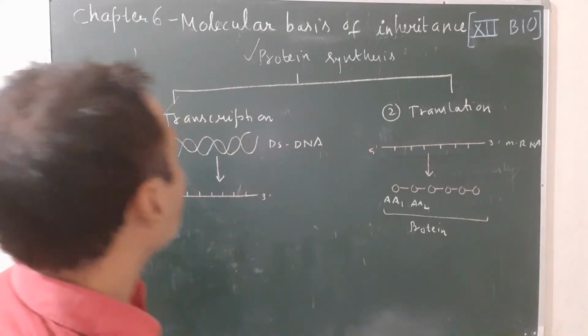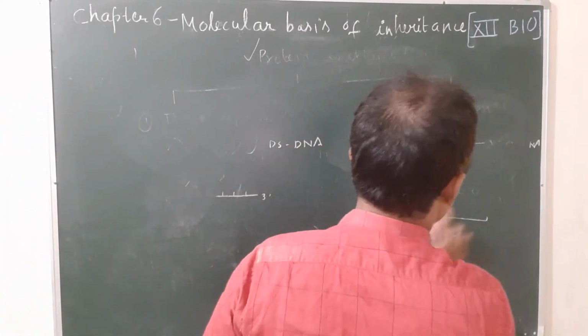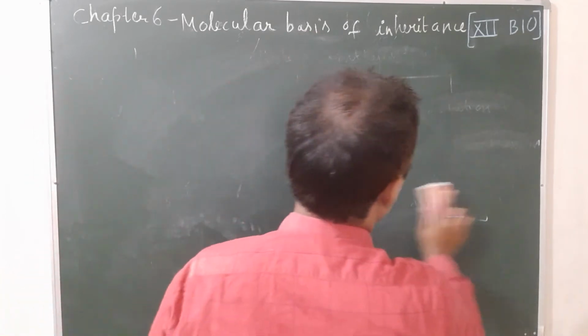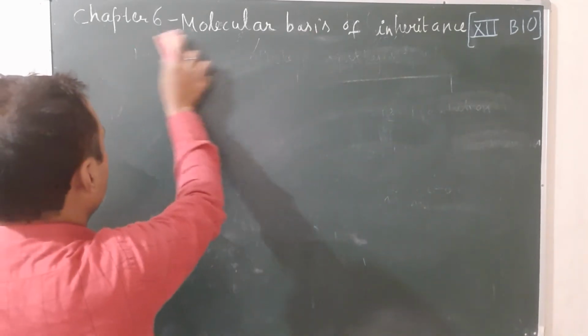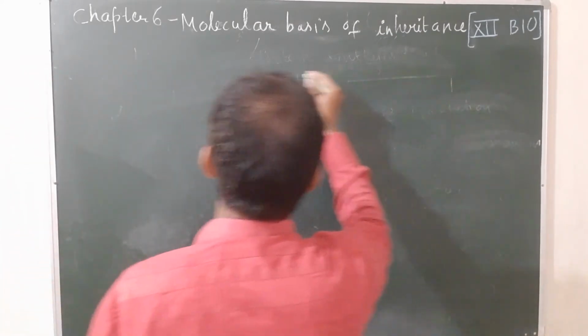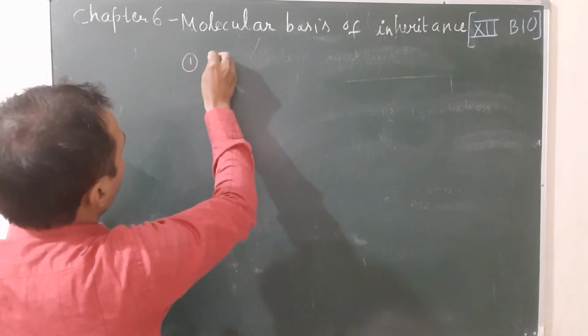Let's see the transcription unit and the various components of the transcriptional unit. This diagram is also given in your NCERT book, chapter 6, Molecular Basis of Inheritance. So let's see what is a transcription unit. The first heading will be transcription in eukaryotes.